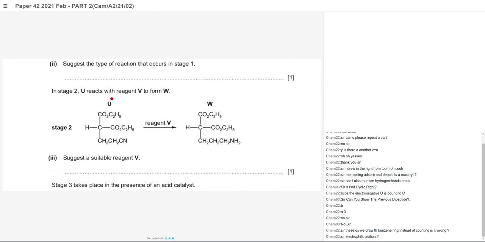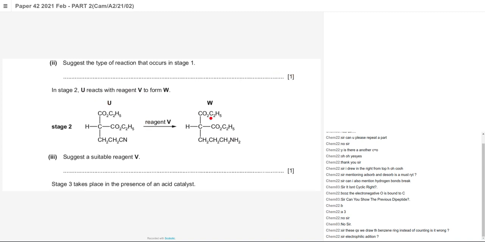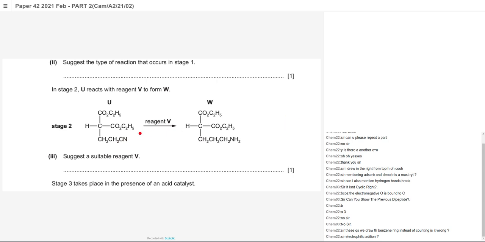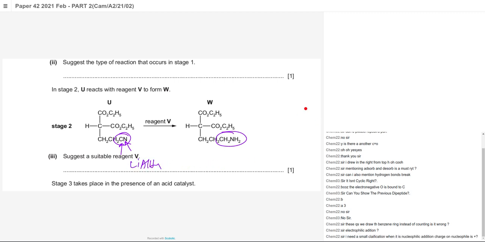Stage 2, U reacts with V to form W. Let's see what reagent V is. This has to be lithium aluminium hydride, or even hydrogen with nickel catalyst will work. This is reduction of the nitrile to the primary amine. Add 2 hydrogens to this carbon and 2 hydrogens to this nitrogen. Lithium aluminium hydride is suitable in dry ether conditions, or hydrogen with nickel catalyst can also be used. There's a carbon-nitrogen triple bond there.